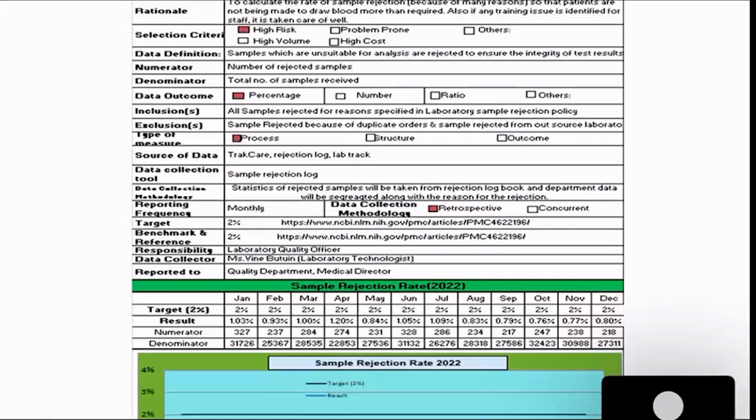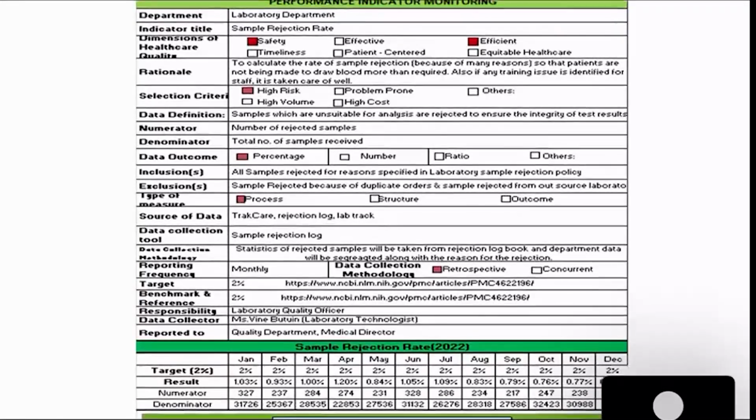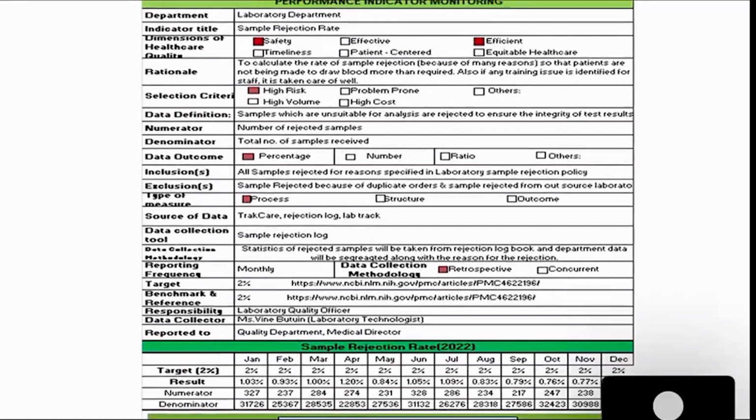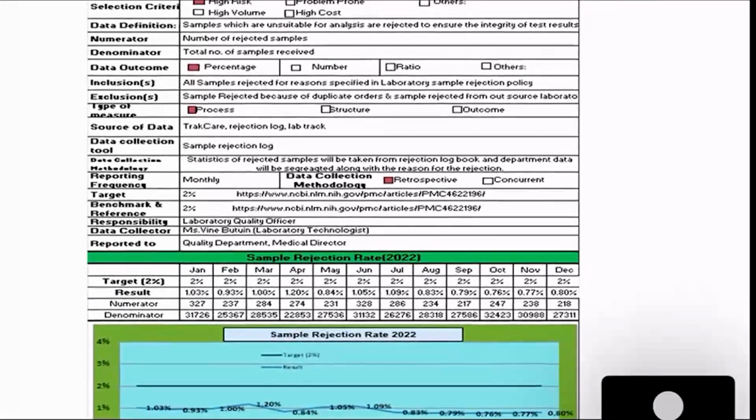And where is the formula? It's here, sir. No, we should create one more column for formula, sir. Formula is equal to numerator divided by denominator, multiplied by 1000. This is the formula, correct? Yes, sir. Numerator separate, denominator separate. Add one more row, formula, which is equal to number of rejected samples over total number of samples received, into 1000. This is the exact formula.